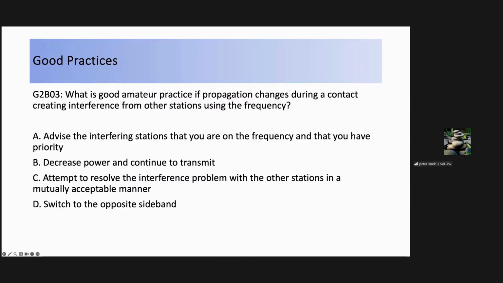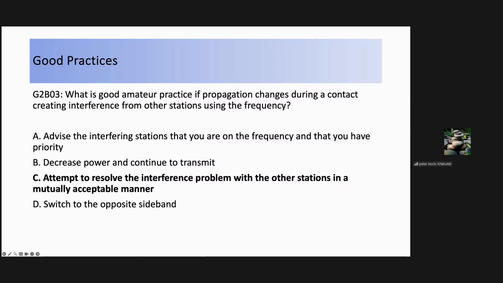What is good amateur practice if propagation changes during a contact, creating interference from other stations using the frequency? This is very true on HF, much less true on VHF. The bands change. They'll change over the day. They'll change within a 5-minute period. You could be talking to someone and band conditions will change while you're in the middle of that conversation. So the key there, and I'm talking about a different question. My apologies. I got ahead of myself.